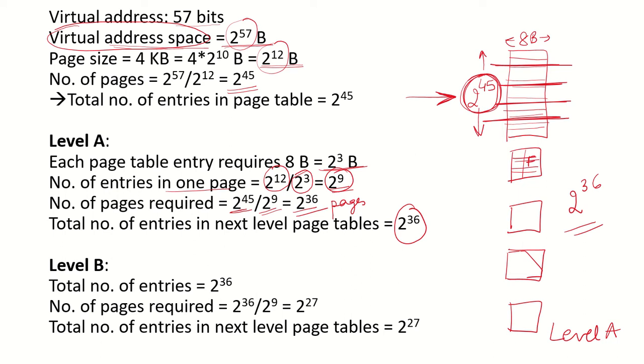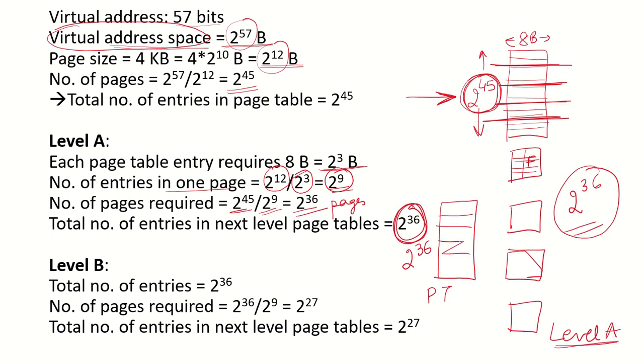So this final level A, which is the innermost level, is going to give us the frame number where the virtual to physical address translation is going to take place. Now for these 2 to the power of 36 pages at level B, I need a page table, which would now have 2 to the power of 36 entries. Each of these would point to the address of the page table at level A.